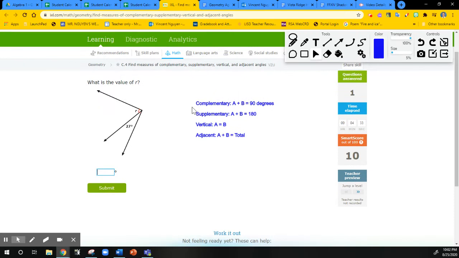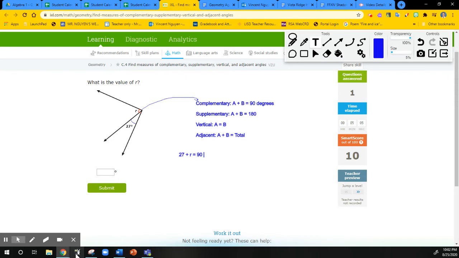All right, this one, notice the little right angle right here, right? That right angle indicates that they are complementary. Complementary means they add to 90 degrees. So we already have 27, right? So we're going to set up that relationship that says 27 plus R would equal 90. Well, we don't know what R is. Well, to solve this equation, all we have to do is subtract 27 from 90, right?